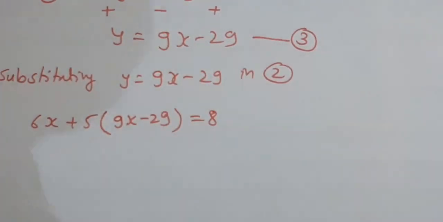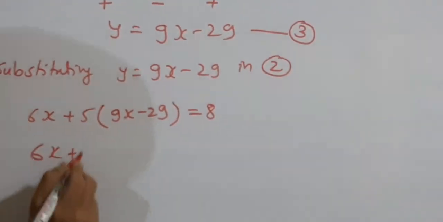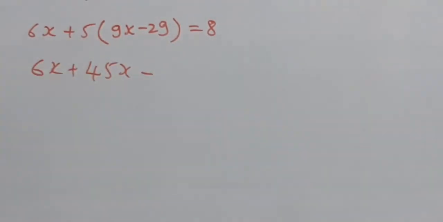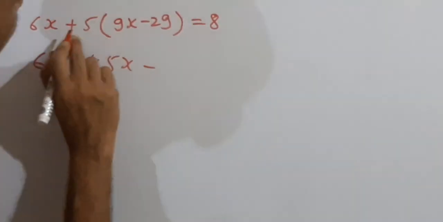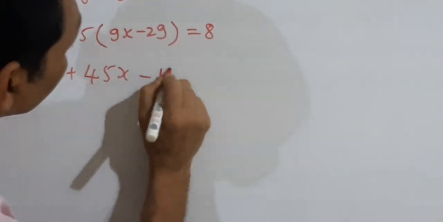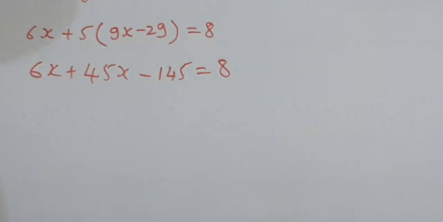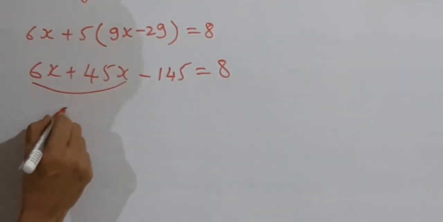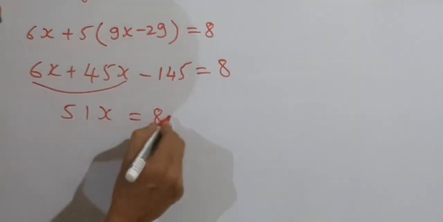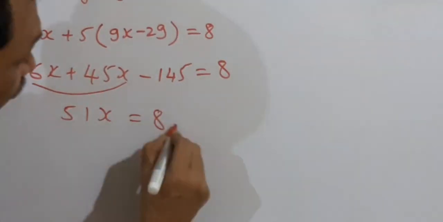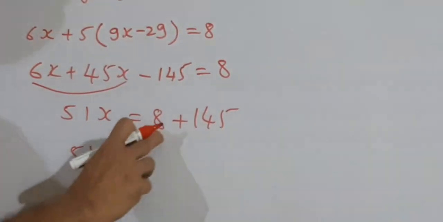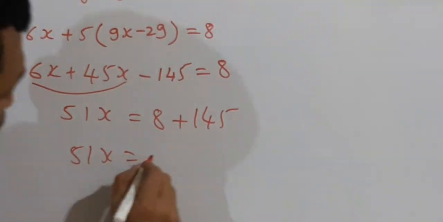is equal to 8. Again 6x plus 5 into 9 is 45x minus 29 into 5. 30 into 5 is 150 minus 5, 145. So plus into minus is minus 145 is equal to 8. So when we add this together, we'll get 45 plus 6 is 51x is equal to 8. This minus 145 goes to the other side as plus 145. And therefore 51x is equal to 145 plus 8, so 153.